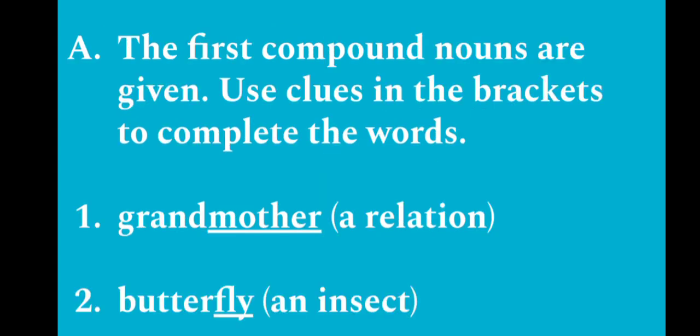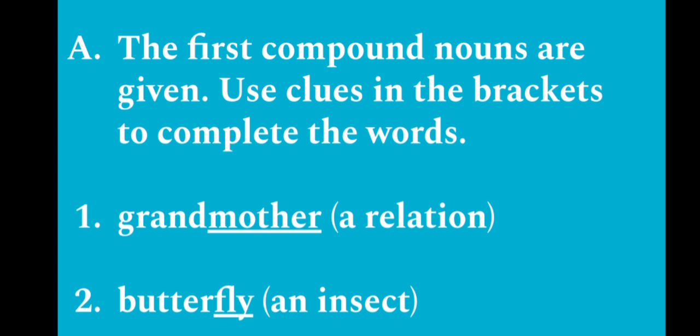Here we have an exercise on page number 114. Here we have clues in brackets, and looking at the brackets and reading the clues, you have to find the compound noun. Half of the compound noun is given, and you have to find the rest of it. Exercise A, on page number 114. Use clues in the brackets to complete the noun words.